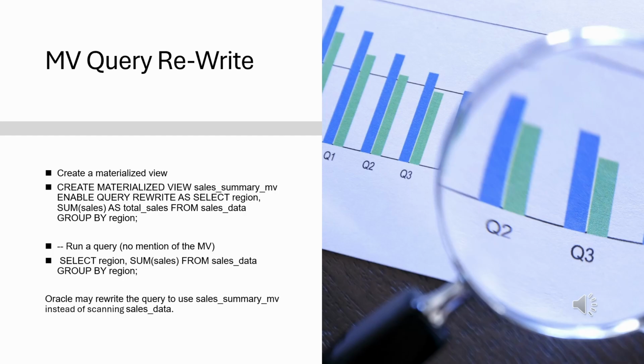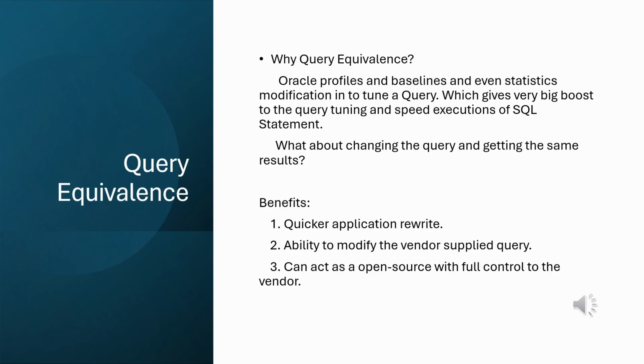We have materialized view query rewrite, where we run the actual query and Oracle internally uses the materialized view to retrieve the output. So Oracle internally rewrites the query to use the materialized view instead of executing the actual SQL statement. Why query equivalence? Oracle profiles and baselines, or even statistics modification, tune your query.